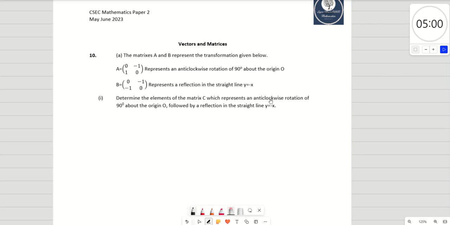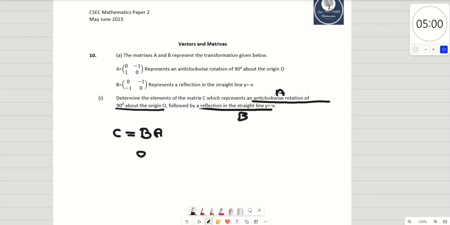So this is what is going to happen. The anticlockwise rotation of 90 degrees is matrix A. And the reflection about the straight line is matrix B. So C is equal to, if we're going backwards, B multiplied by A. So you're multiplying these two. B is 0, minus 1, minus 1, 0, multiplied by A, which is 0, minus 1, 1, 0.